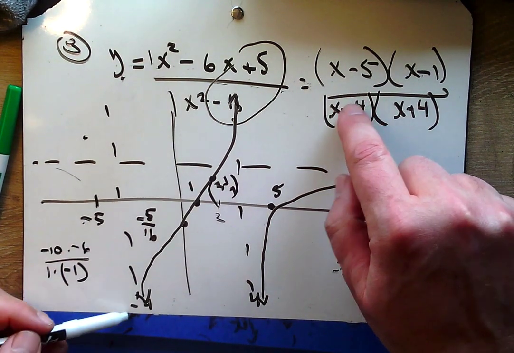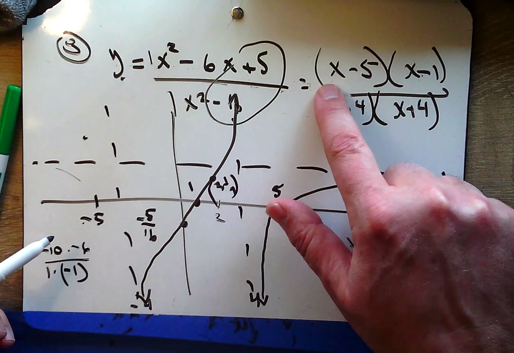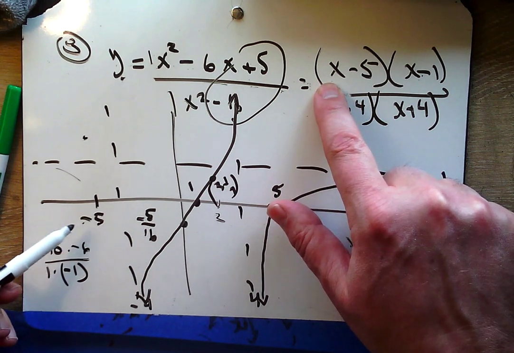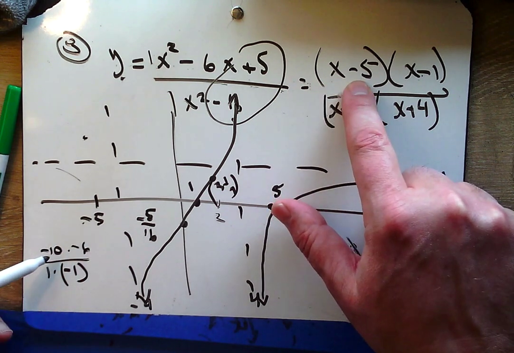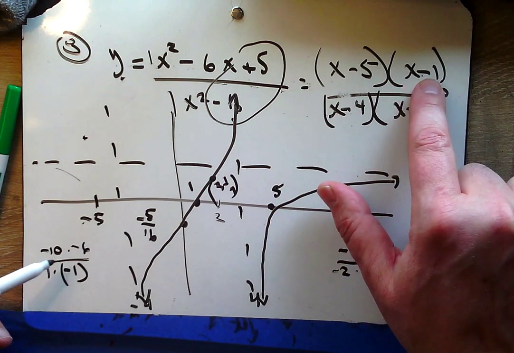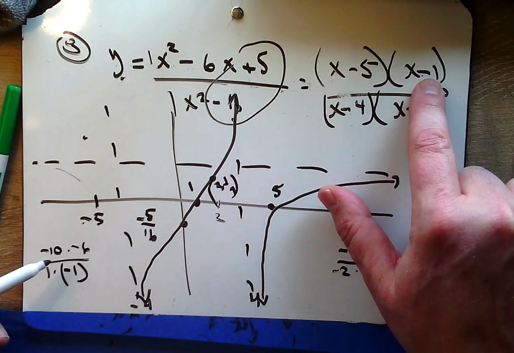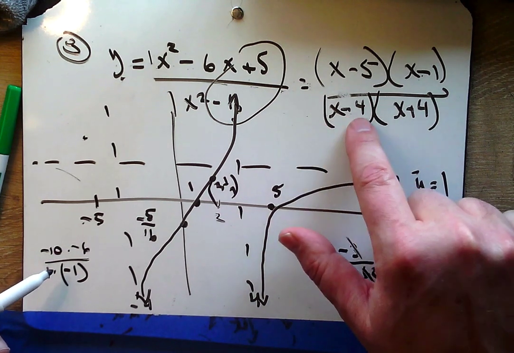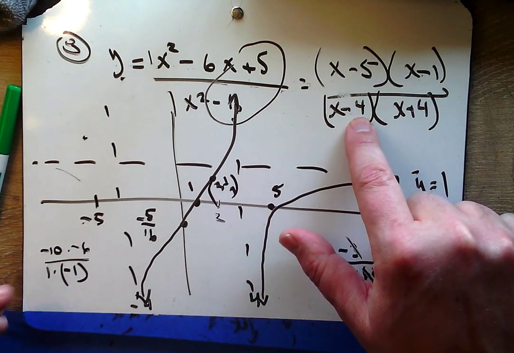Negative 5 is to the left of negative 4. Negative 5 minus 5 is negative 10. Negative 5 minus 1 is negative 6. Negative 5 minus 4, negative 9.